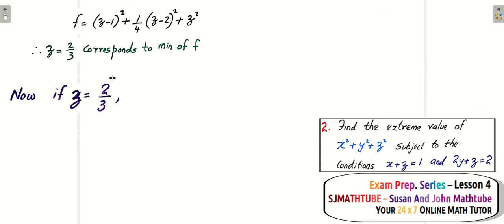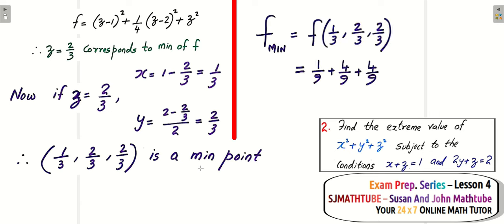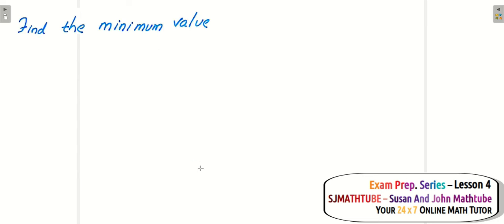Okay, so let's plug in those values to find x and y. So we get x comma y comma z to be a minimum point. Now what do we do next? Yeah, the extreme value, the minimum value. So for the minimum value, what you do is you plug in this point in the function. So you're going to get 1 by 9 plus 4 by 9 plus 4 by 9, that will be equal to 1. Okay, moving ahead.